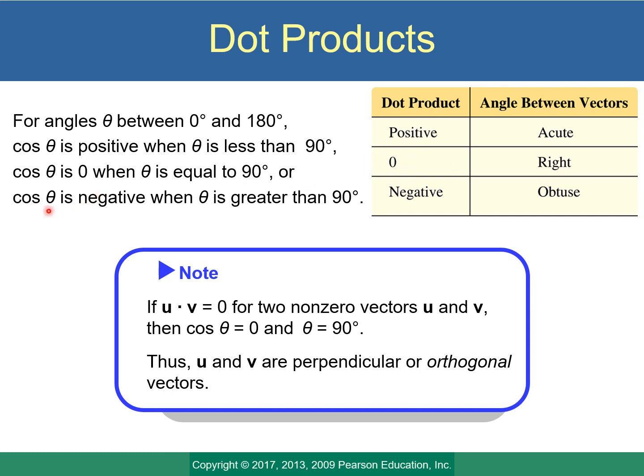And then anytime cosine theta is negative, it's because your angle is greater than 90, or you have an obtuse angle between your vectors. And so the cosine is negative and the dot product is negative.